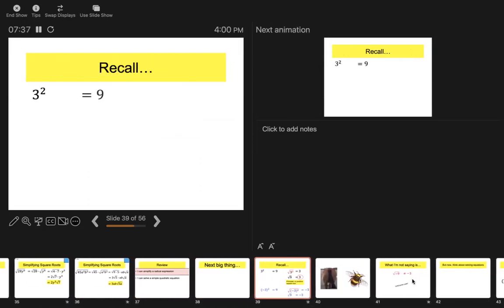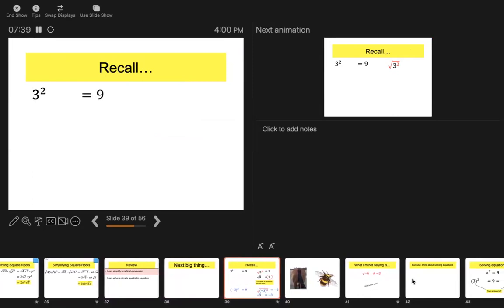Recall that 3 squared is equal to 9. And if I take the square root of 3 squared, well, the square and the square root are inverse operations. They cancel each other, and we're just left with that 3. Okay. Think about this, though. Negative, in parentheses, negative 3 squared, if I take the square root of that, well, let's see. If I square it, I get 9, right? Negative 3 times negative 3 is 9. So therefore, if I take the square root of parentheses negative 3 squared, well, the square and the square root would cancel. I'll be left with negative 3.